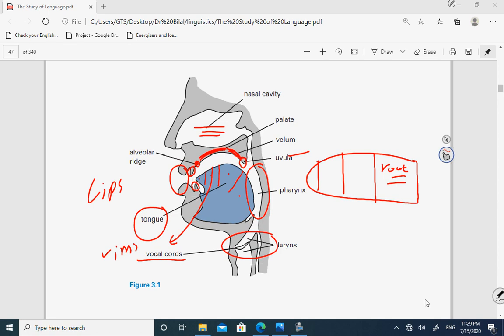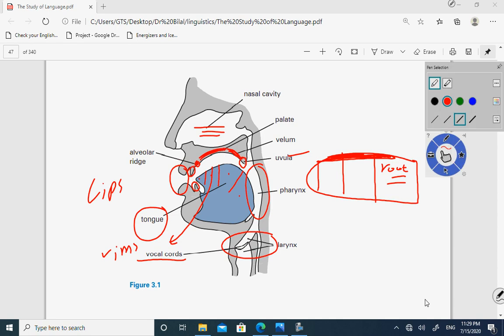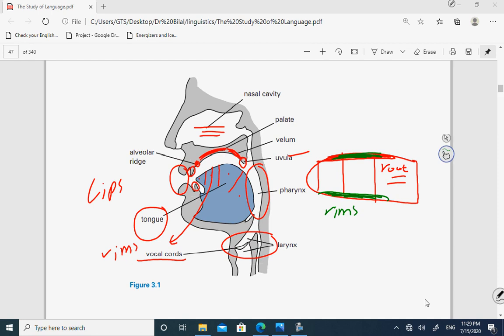Now the sides here, the sides of the tongue, this area. Let me put it in another color. The area here, the lateral sides of the tongue, are known as the rims. So these are the basic parts of articulation.